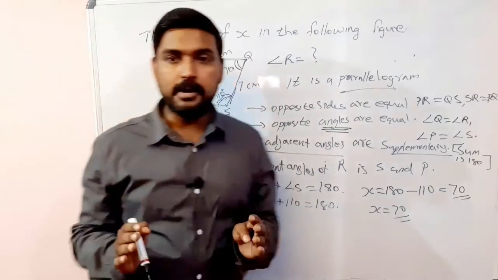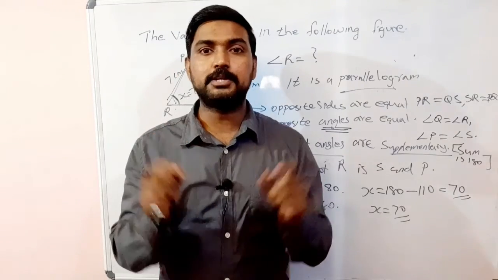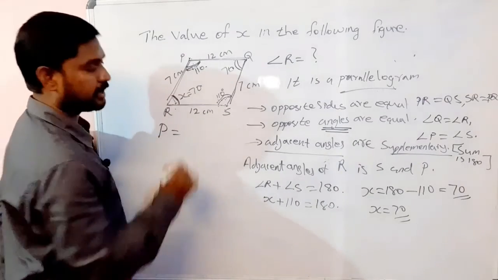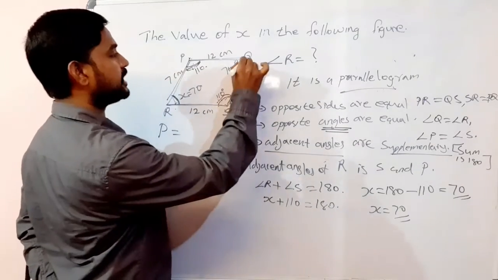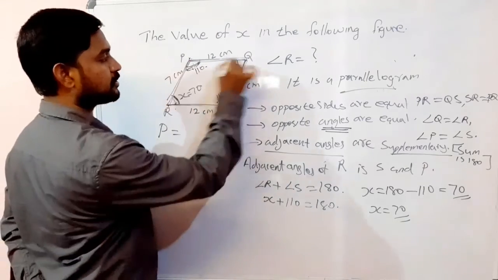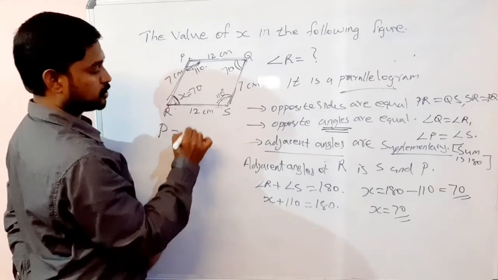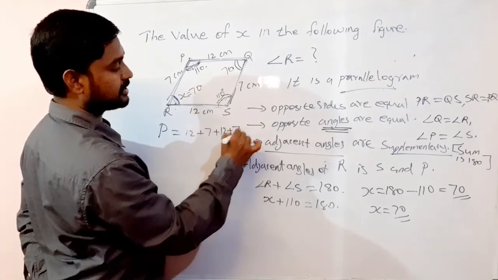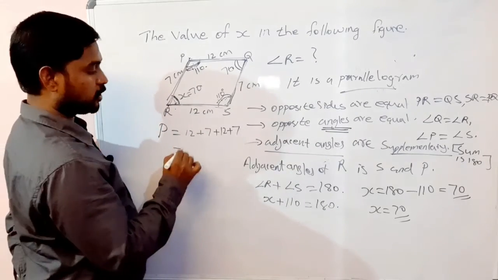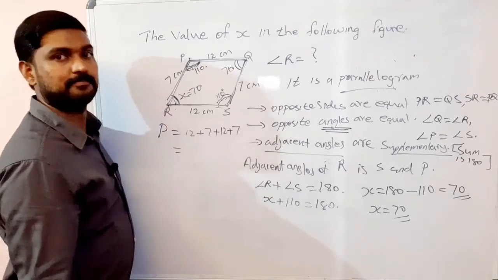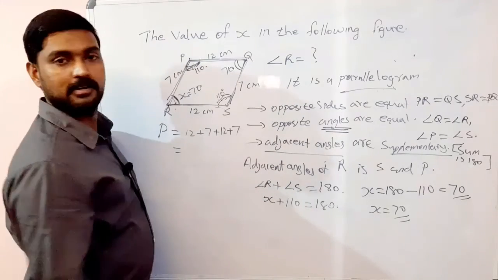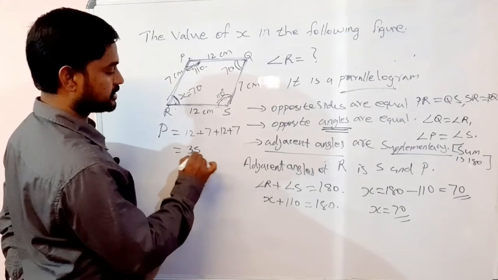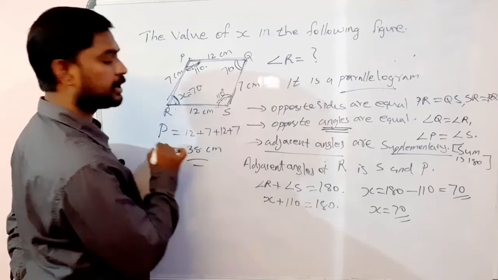Suppose in the question paper, it asks what is the perimeter of a parallelogram. What is the meaning of perimeter? Perimeter means the sum of the sides of a polygon. Here the sides are 12 centimeter, here 7 centimeter, again 12 centimeter, again 7 centimeter. So we know that 12 plus 7 is 19. 19 plus 12, we know that it is 31. Again 7 also there, so 38. So 38 centimeter is the perimeter.